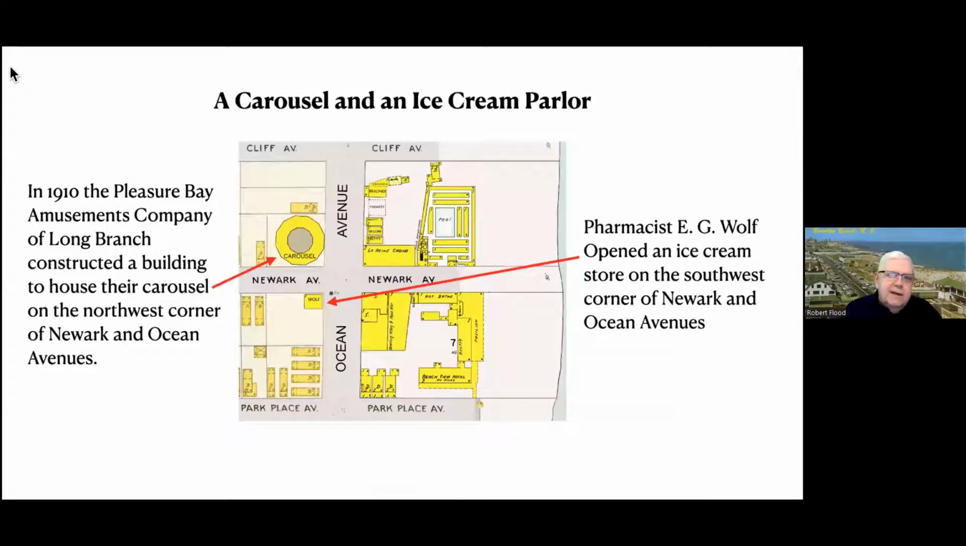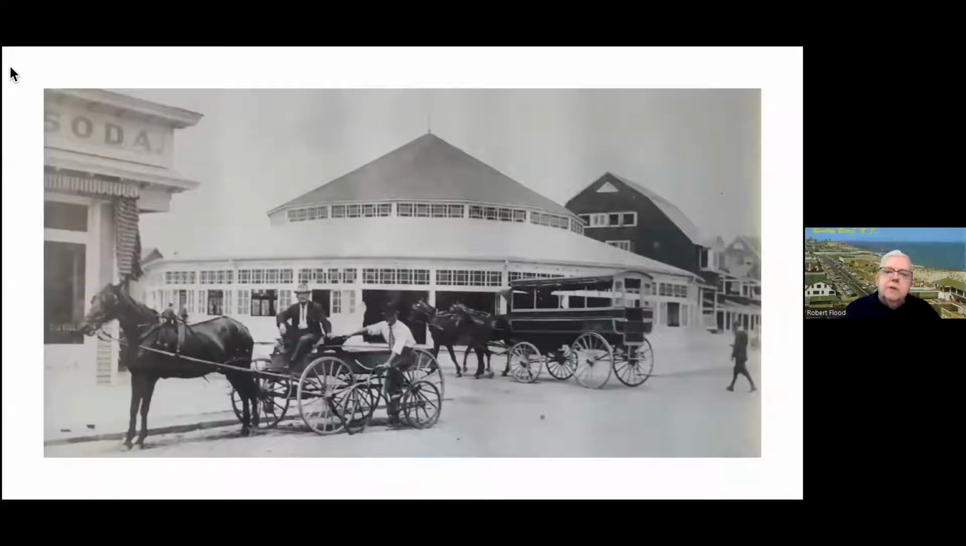A carousel and an ice cream parlor also come in 1910. As promised, the Pleasure Bay Amusement Company constructs a building to house their carousel. It's on the northwest corner of Newark and Ocean. And pharmacist E.J. Wolfe opened an ice cream store on the southwest corner of Newark and Ocean Avenues. This is what the two buildings look like. You can see the Carousel building in the center, and on the left is E.J. Wolfe's ice cream parlor.